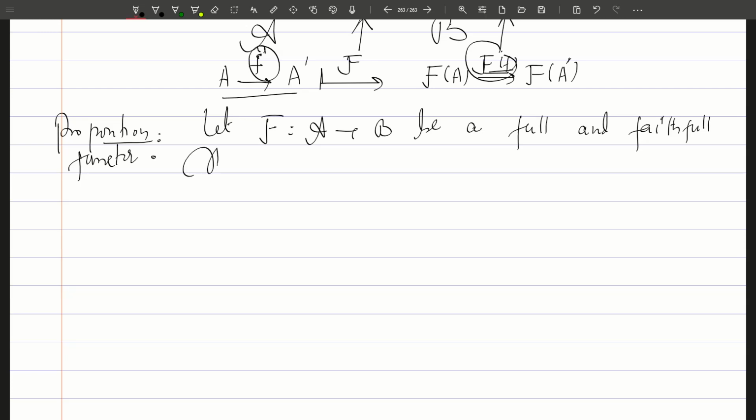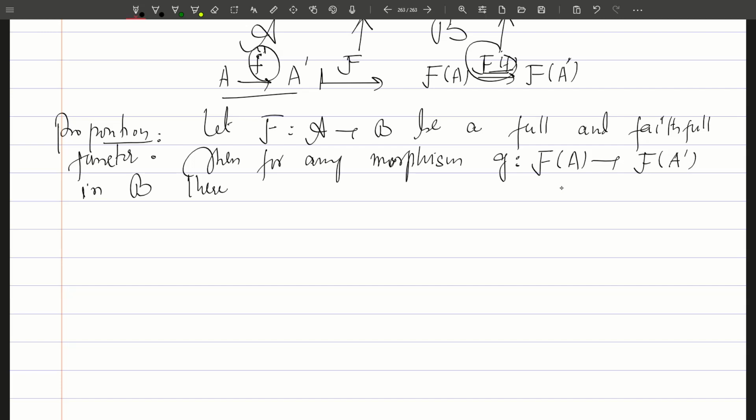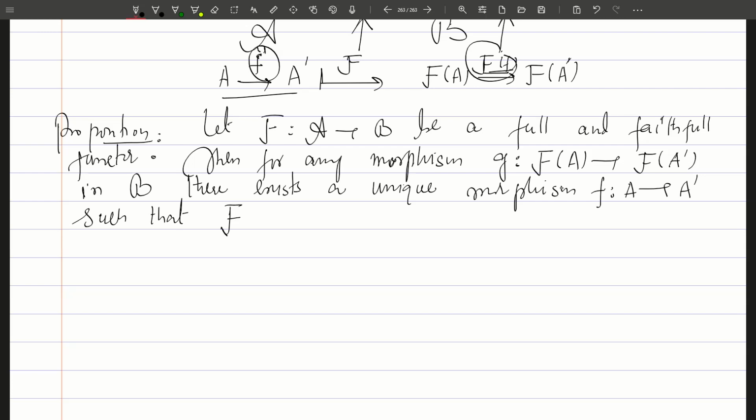So then for any morphism, say g, so we have a morphism g between objects FA and FA prime in the category B. So in B there exists a unique morphism f between the objects A and A prime such that the script F carries this little f to g.